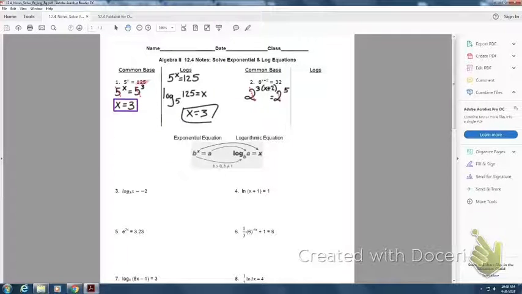Alright, so I cancel those out. And then you would just solve this. So you'd have to distribute your 3. Subtract 6, divide by 3, and you end up with negative 1/3.